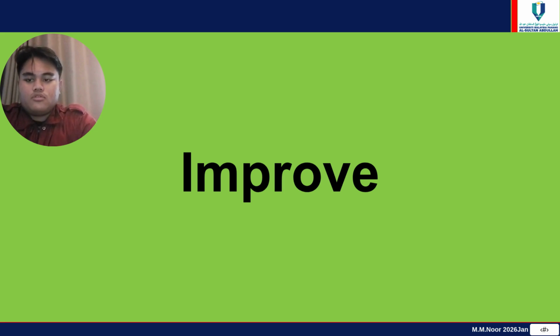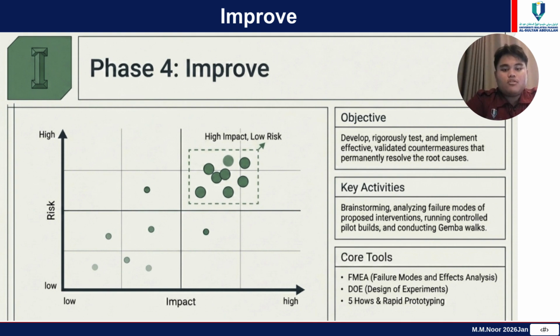We know the root cause, so now it's time to design, test, and deploy targeted solutions to permanently eliminate the issue. The main objective of the improve phase is to develop, test, and implement validated countermeasures. During this stage, teams conduct brainstorming sessions, run controlled pilot builds, and carry out Gemba walks to observe the solution in real time. When picking solutions, we aim for the sweet spot on our risk impact matrix: high impact, low risk. Examples of improve phase tools are FMEA, design of experiments (DOE), and 5 how.